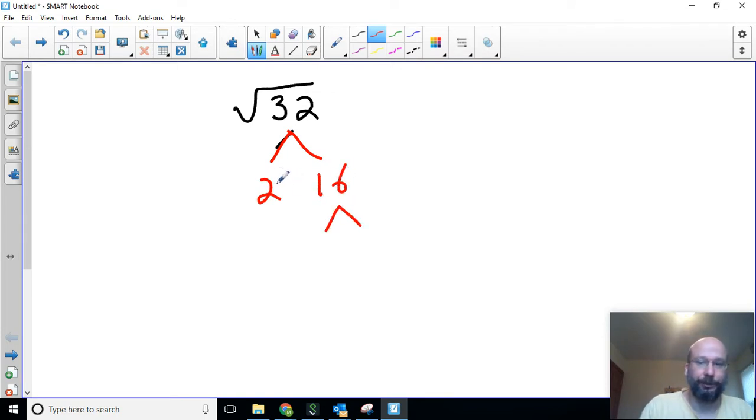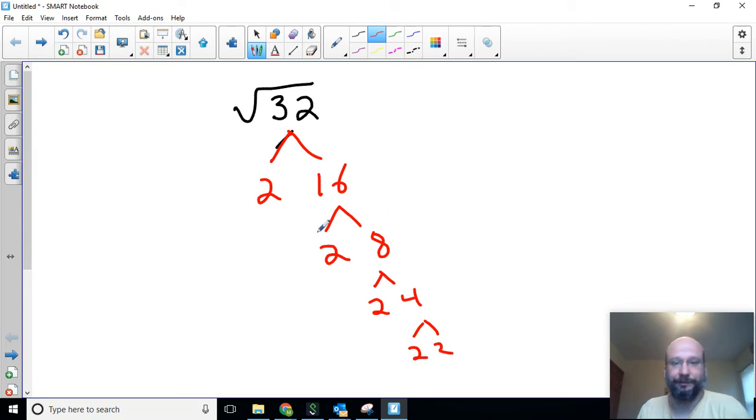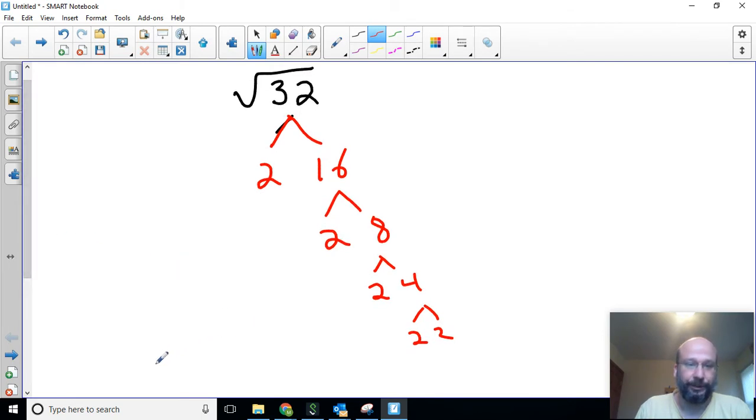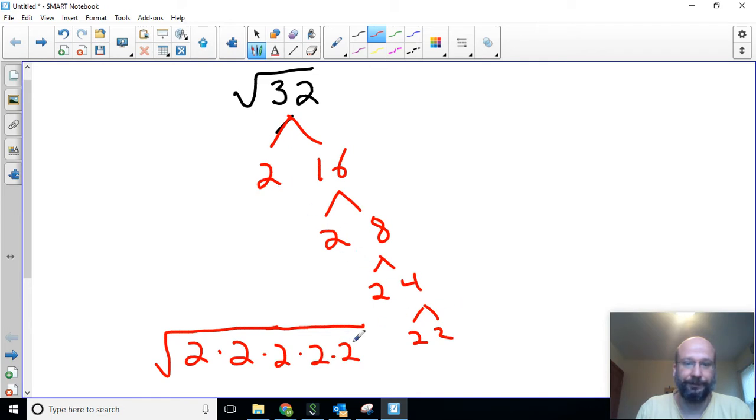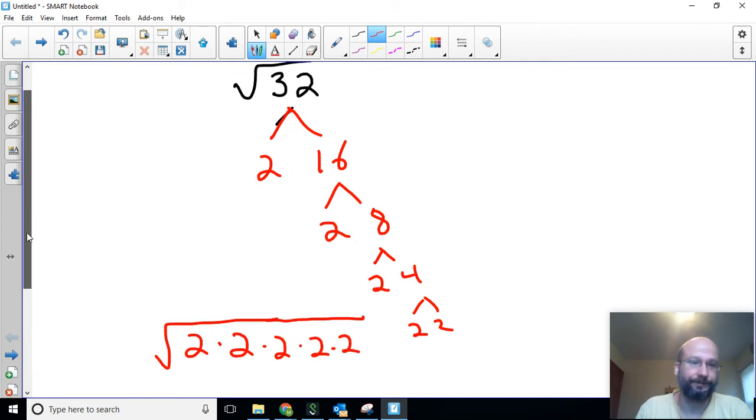And then I'm going to go to prime numbers. 2's prime, 16's not. So I'm going to use 2 again. And I'm going to use 2 again for 8, and then 2 again for 4, right? So this is factoring down to the prime numbers. So I could change the square root of 32 to the square root of 2 times 2 times 2 times 2 times 2, right? 1, 2, 3, 4, 5 twos.